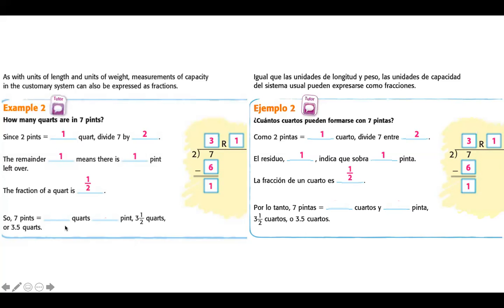So 7 pints is equivalent, 7 pintas es igual a 3 cuartos y una pinta. O 3 y medio cuartos, o 3.5 forma decimal cuartos, ¿verdad? 3 y 5 décimas. So 7 pints is equivalent to 3 quarts, 1 pint, which can be put as 3.5 quarts, which also equals 3 5/10 quarts.